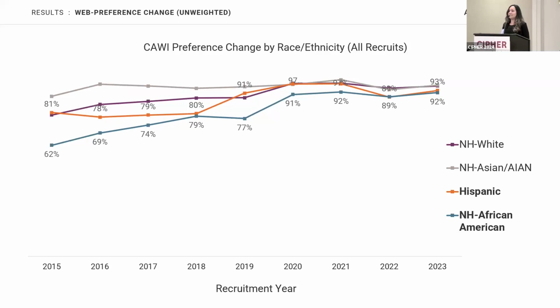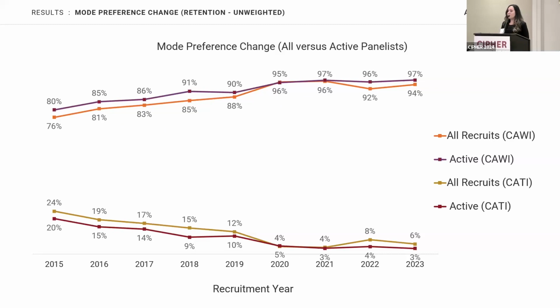And with minorities, this gap is even more narrowing, as we see with Hispanic and non-Hispanic, African American, Black minorities. The web preference is definitely increasing. Here, for instance, nowadays our non-Hispanic, African American, Black panelists, 92% of them prefer web. So we talked about demographics and this narrowing device preference and the trend of more preference moving towards web. But what does this mean when it comes to retention?